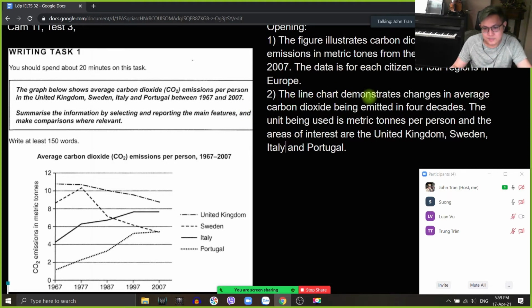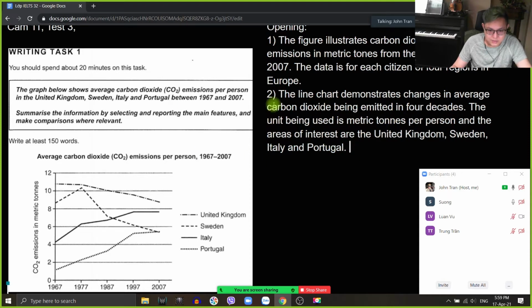Biểu đồ, the line chart demonstrates changes in average carbon dioxide being emitted in 4 decades. Cái biểu đồ đường nó biểu hiện ra được những sự thay đổi về CO2 trung bình được thải ra ở 4 thập kỷ chấm. Cái đơn vị được sử dụng là metric tons trên một người, và cái khu vực mà hứng thú, khu vực mà người ta khảo sát là 4 cái này. So the four areas of interest and then units.